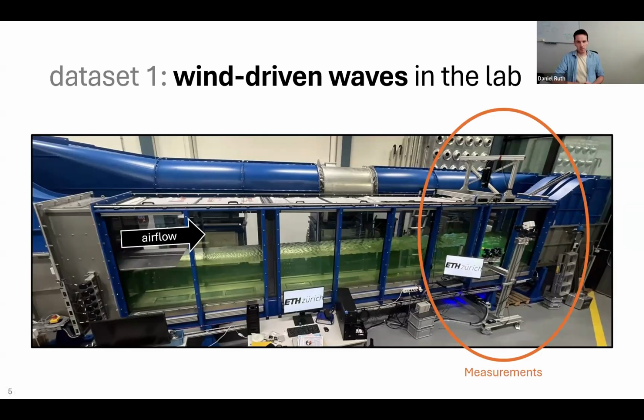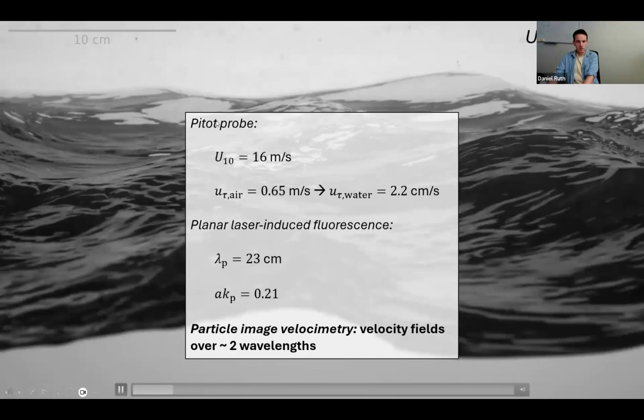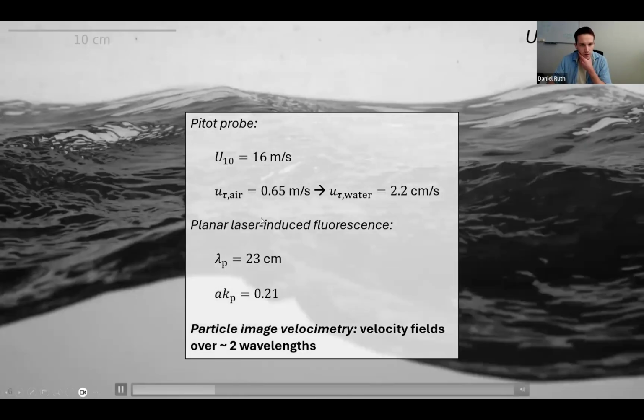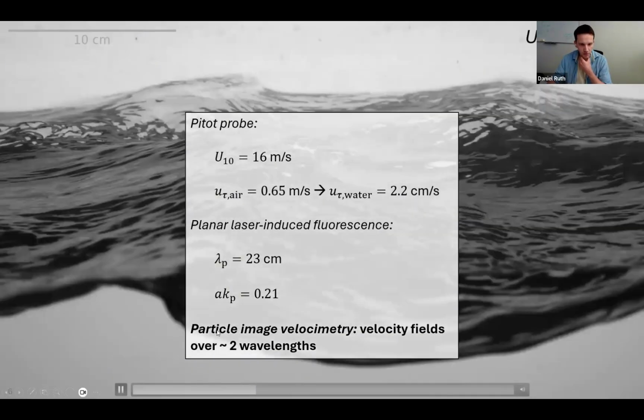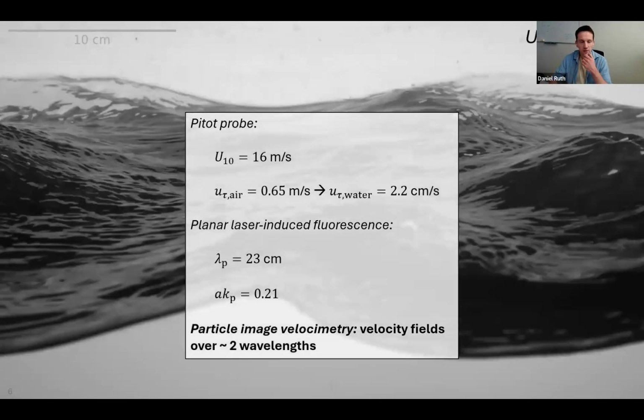So the experiments are performed in this wind-water-wave tank that we have here at ETH. Air is blown from the left to the right, and it induces waves in the water and turbulence underwater. Then we make measurements at the downstream end, including particle image velocimetry and laser-induced fluorescence. This is just a slow-mo movie of what the waves look like. With the pitot probe, we characterize the velocity profile, and we get a wavelength of around 23 centimeters for the peak wavelength. And then most importantly, with the particle image velocimetry, we resolve velocity fields over about 2 wavelengths.